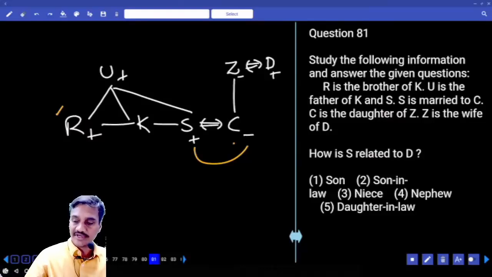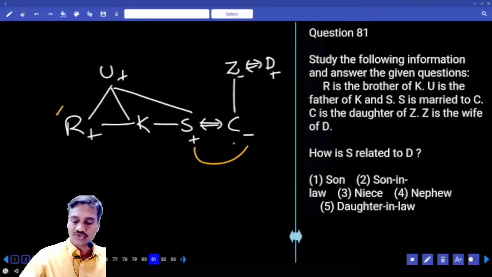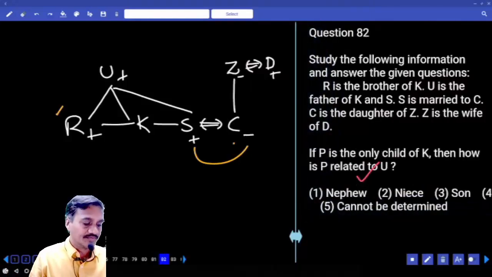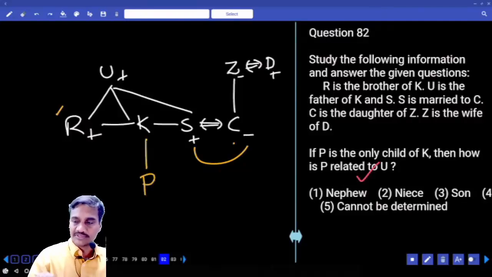Daughter's husband, son-in-law, choice 2, question number 81. Then 82, if P is the child of K. Now if P is the child of K, P must be somewhere here. Then how is P related to you?